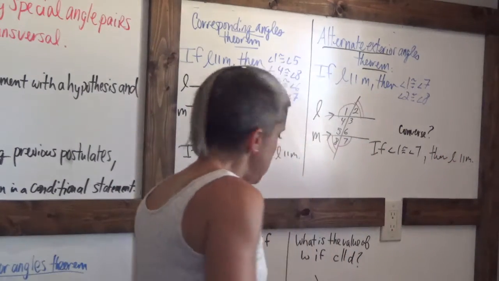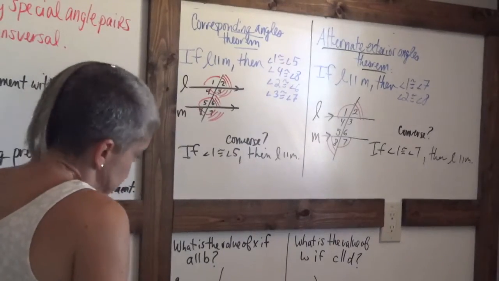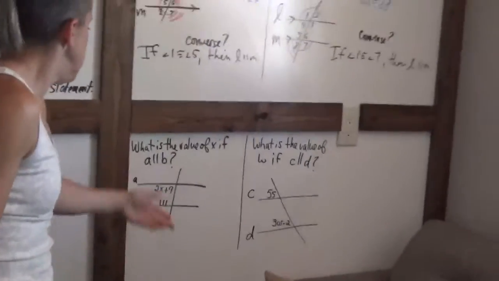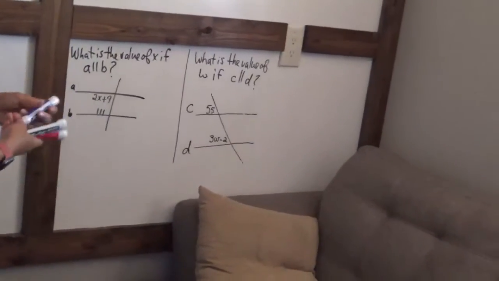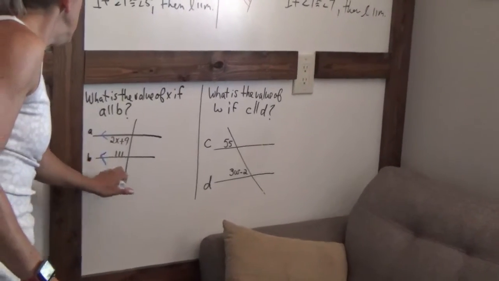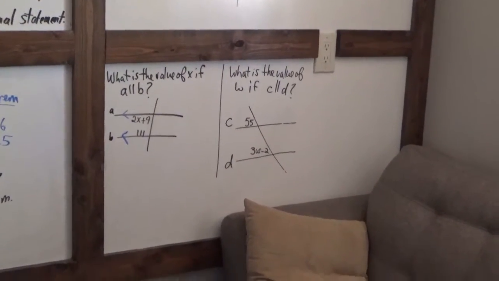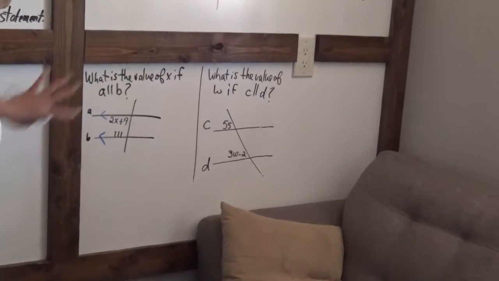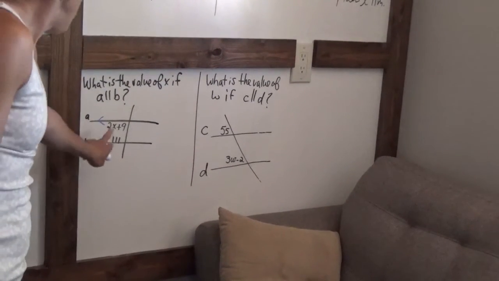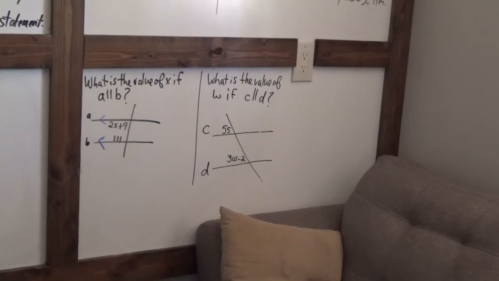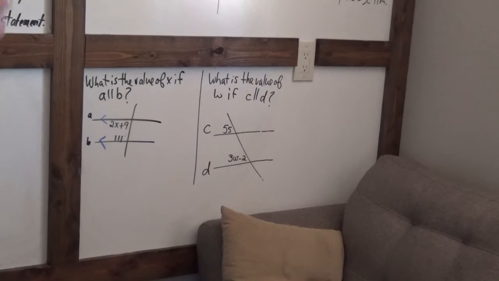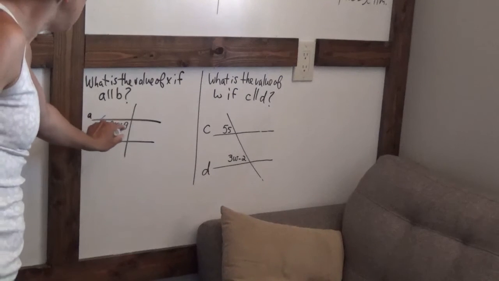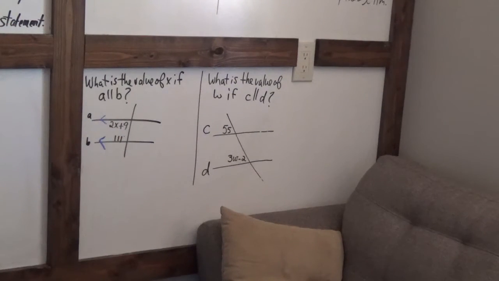Okay, so I want to do two examples here, so you can move down. Two different ones. What is the value of x if A is parallel to B? So we know these two lines are parallel, so all of these things are true from these theorems and postulates. We need to understand what kind of angles 2x plus 9 and 111 degrees are. If you go through your notes, those two angles are called the same side interior angles. They're on the same side, they're inside. That means they add up to 180 degrees.